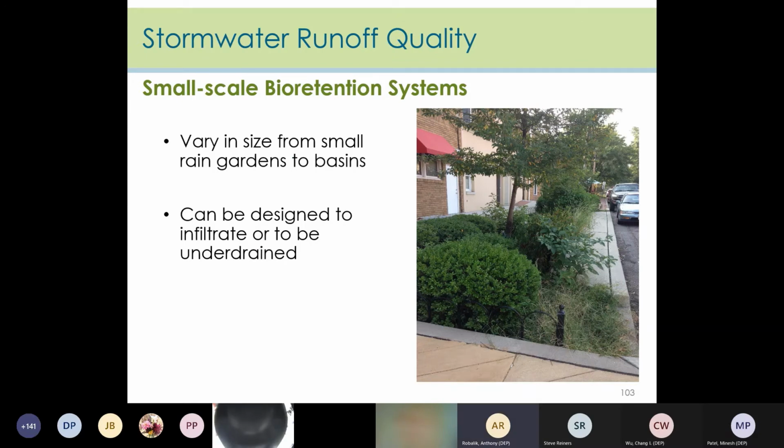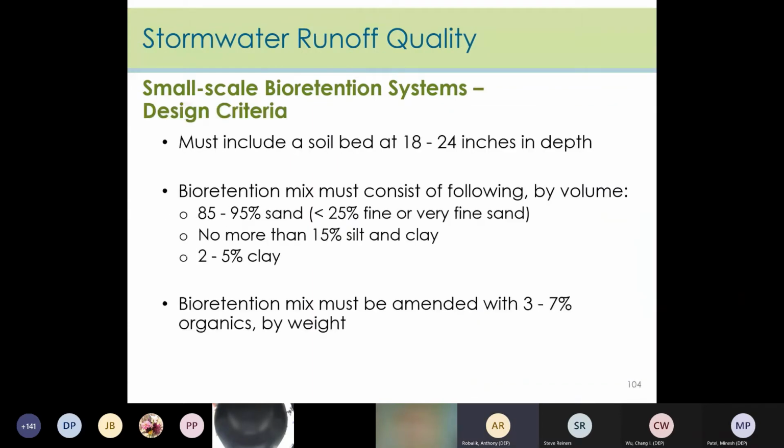Rain gardens are a type of small-scale bioretention system and are encouraged under the new rules. There are even types with underdrains to help facilitate drainage. Small-scale bioretention systems have specific requirements regarding the depth of the planting media and what planting media consists of. This planting media is designed to support dense vegetation, but also convey stormwater. Notice that the composition of inorganics is measured by volume, but the organics is measured by weight.